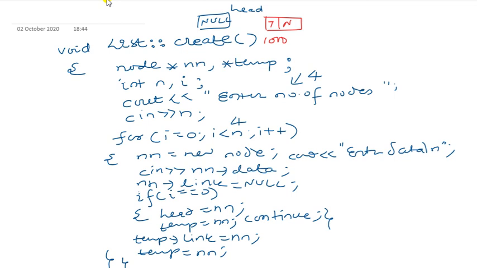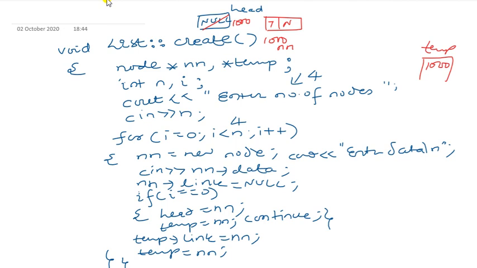nn is what here now? 1000. This is our nn. So nn is 1000. So you updated the head now. You changed the head to 1000. Fine. And you are remembering there is one more pointer, a temp. You remember that as nn, 1000. Okay. Then continue. Continue will go back.